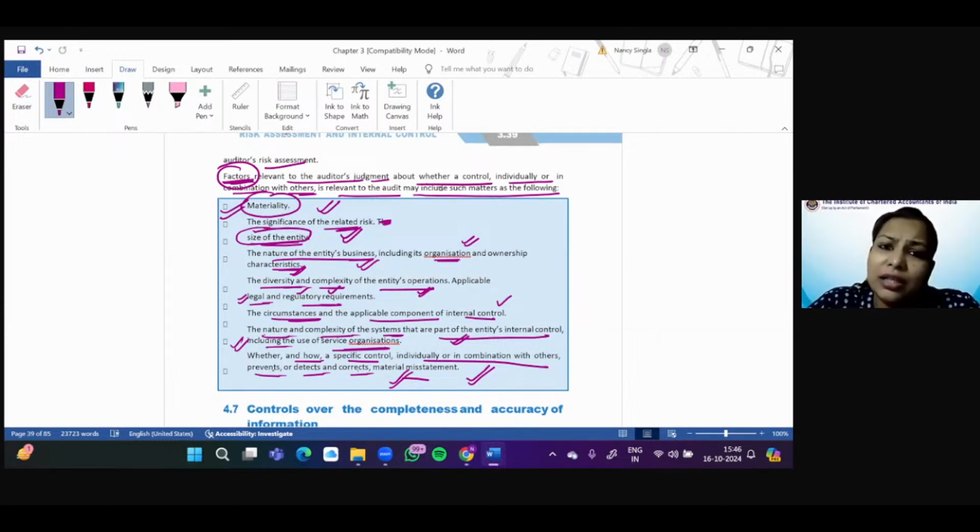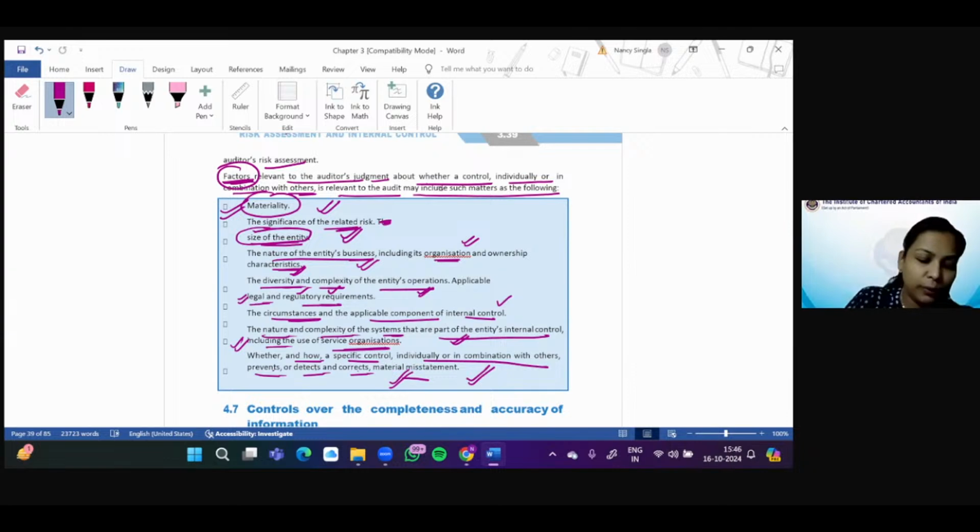So will the auditor consider that control relevant to audit? No. What will he do then? He will extend his substantive procedures. He will not rely on that internal control. So whether a control is relevant or not, these are the factors that the auditor is going to consider. So is it clear? Is this topic clear?